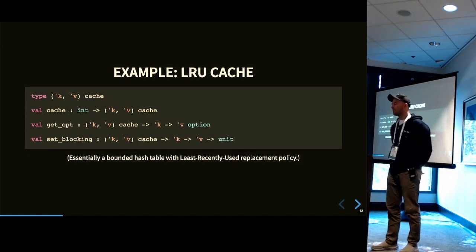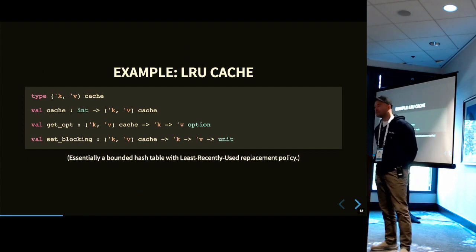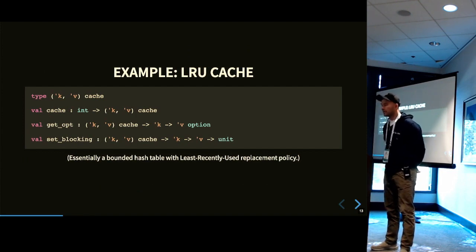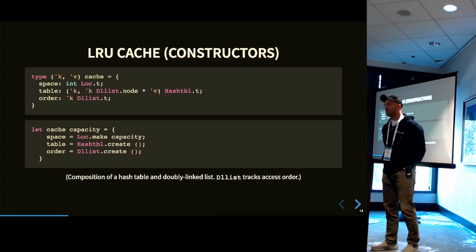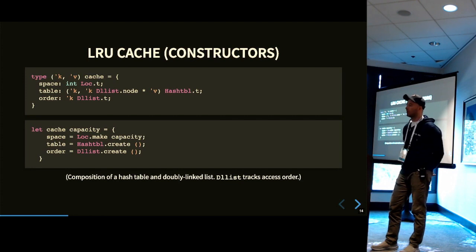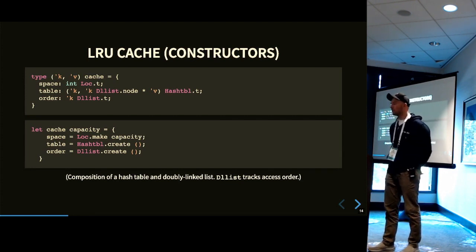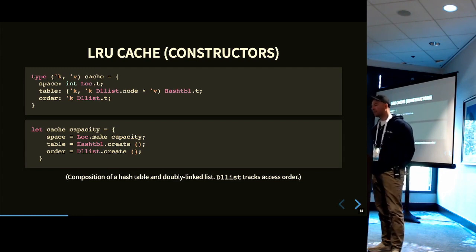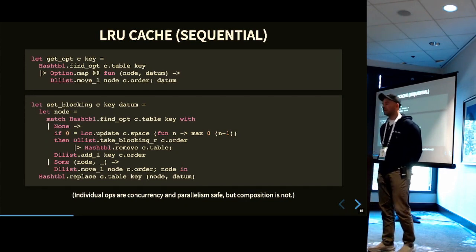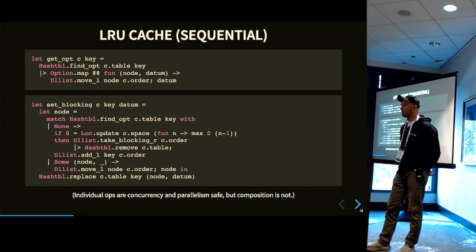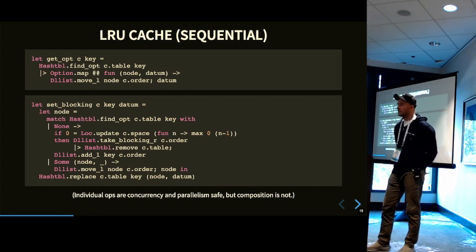Let's look at a bit more realistic example of a least recently used cache, which is essentially a kind of bounded hash table. A simple way to implement such a cache is to use a hash table and a doubly linked list. The doubly linked list is used to track the order of accesses and decide which bindings to drop in case the cache becomes full. What's important here is that both the hash table and the doubly linked list are manipulated by the operations, which is so common in sequential programming that one doesn't even think about it.